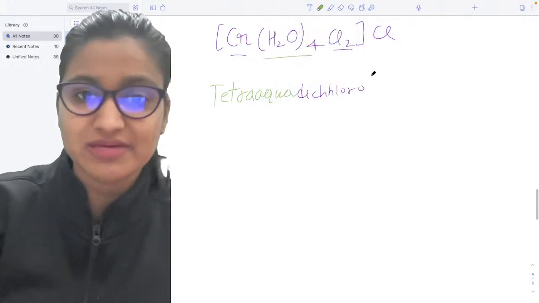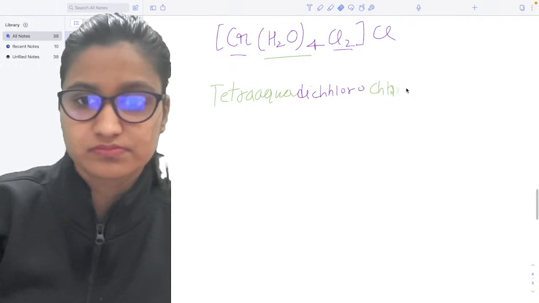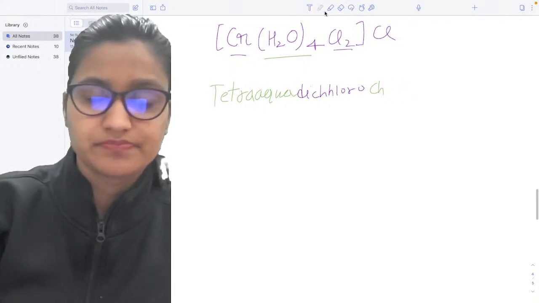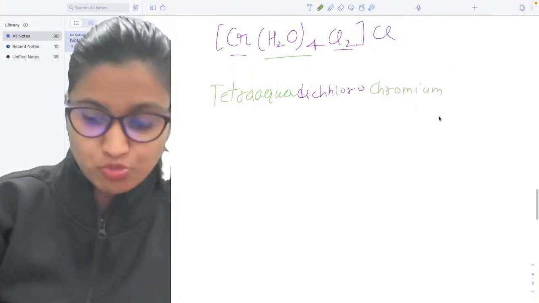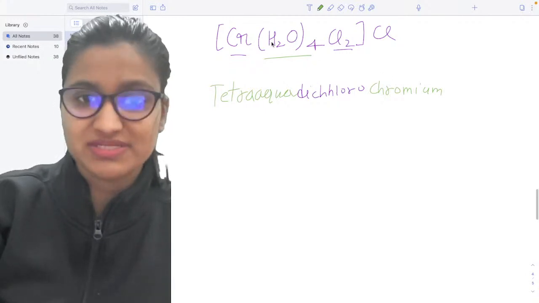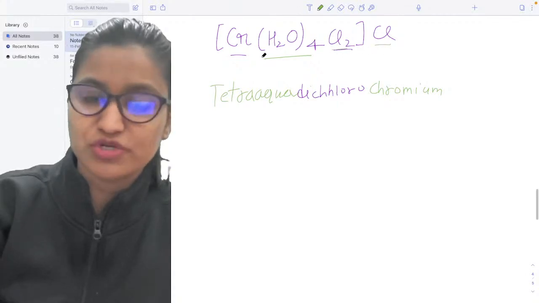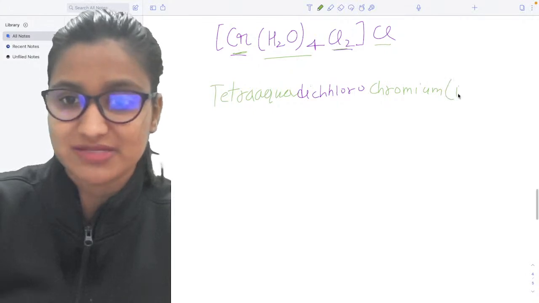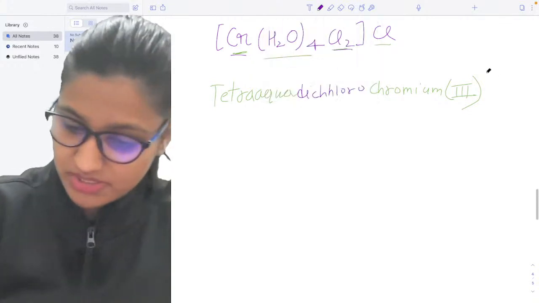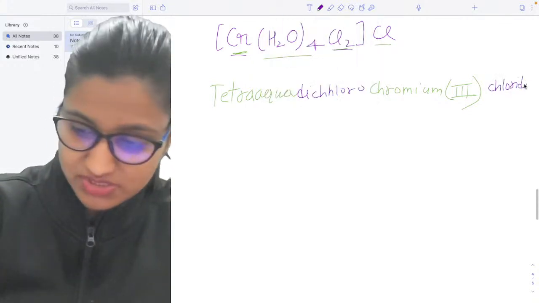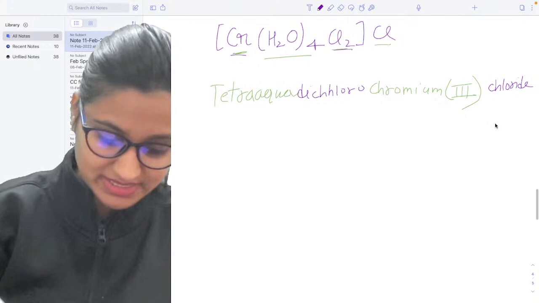पॉजिटिव, तो as it is ही रहेगा बच्चे क्रोमियम. Dichloro chromium. What is the oxidation number of chromium here? Water is neutral, Cl2. देखो क्लोरीन -1 each, so in order to balance it, chromium का कितना होगा? +3. Chromium(III) chloride. So this is the name of the compound. Let's look at the next. ठीक है, अगला देखते हैं.